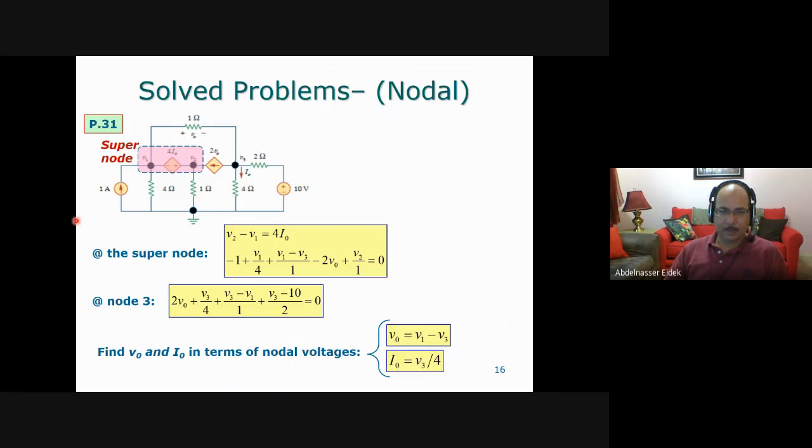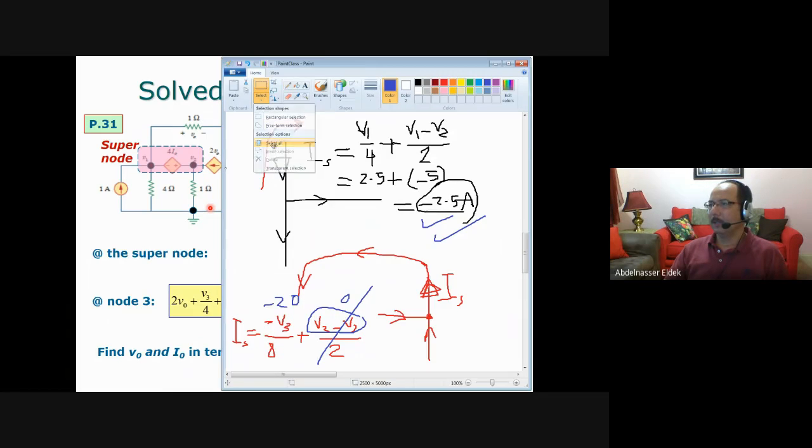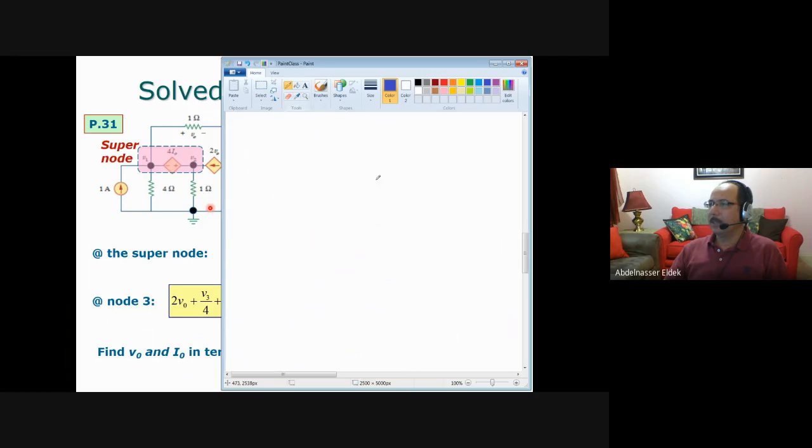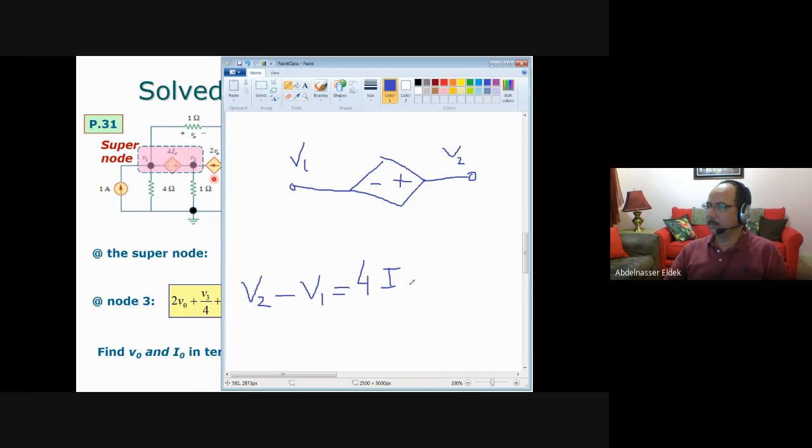So again, to explain it, because maybe it is not clear, select, delete. So again, here it is. You have this source, positive, negative, and you have two nodes. This is V2, and this is V1. Then the relation is very easy. The positive is V2 minus the negative, which is V1, equals the source. What is the value of the source? It is given here, 4I0. So this is the first equation.